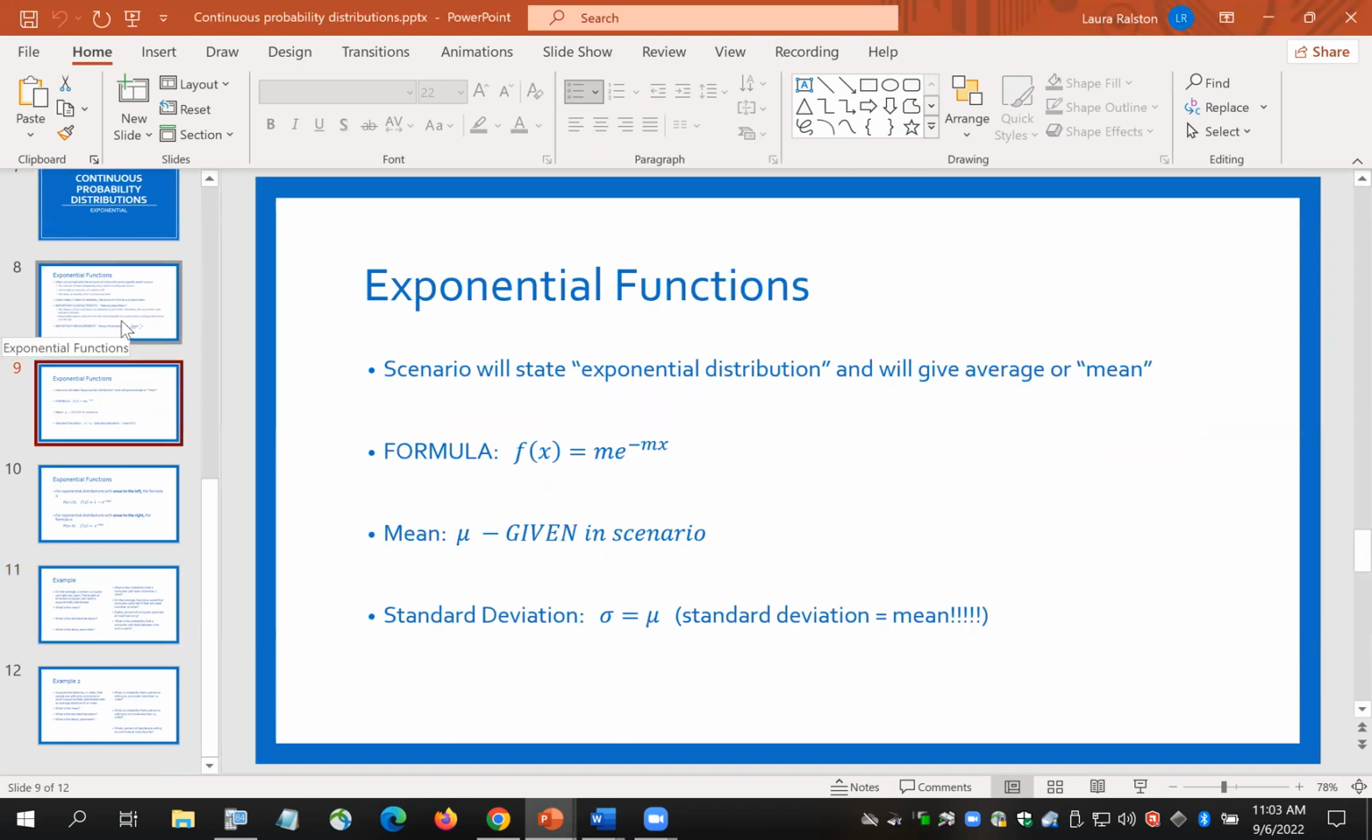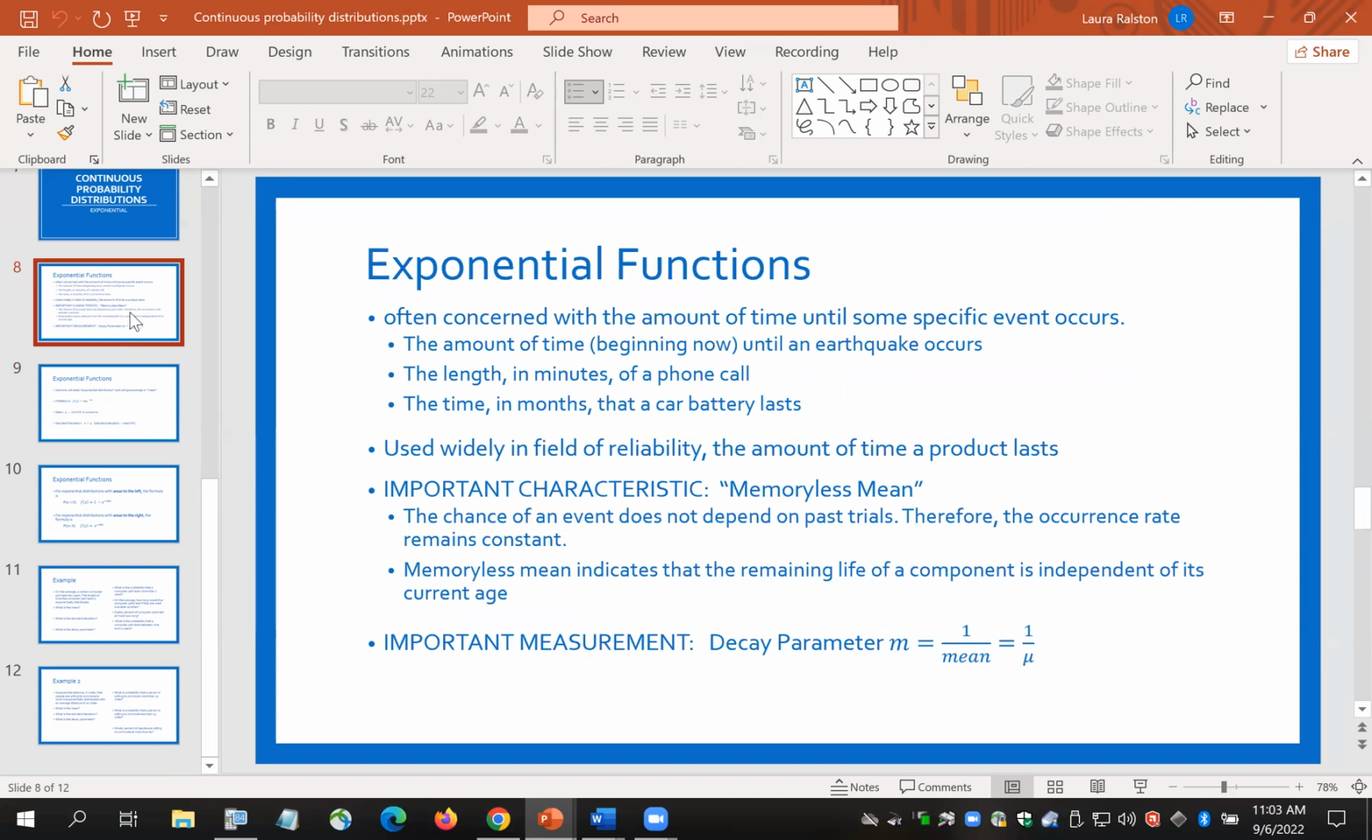But typically it will state that it is an exponential distribution and it gives you the average or the mean. We also talked about that the standard deviation is equal to the mean, and you have an important measurement called the decay parameter, which is represented by a lowercase m and is equal to 1 divided by the mean, or the reciprocal of the mean.